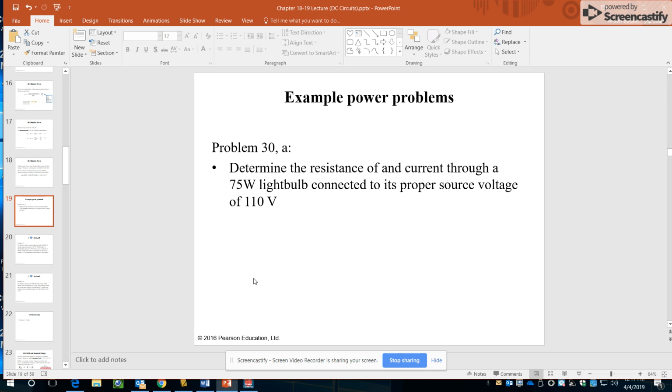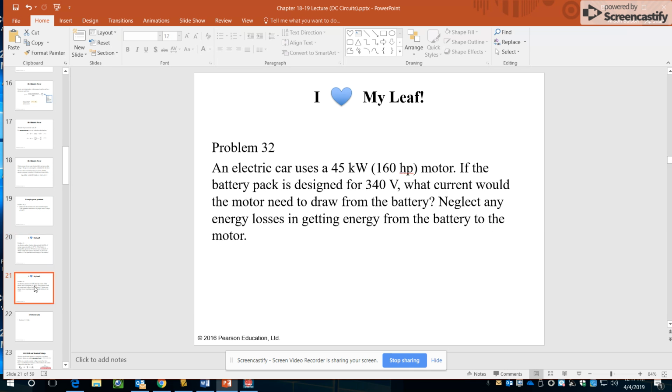So let's do some example power problems. I'm going to look at problem 30A, problem 31, and problem 32, but I'm going to do so with the document camera so we can solve the problems together.